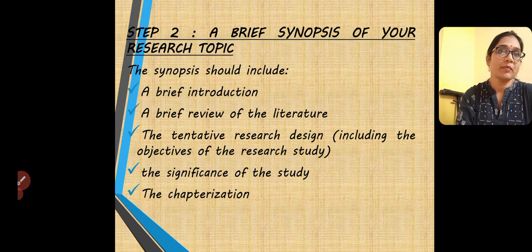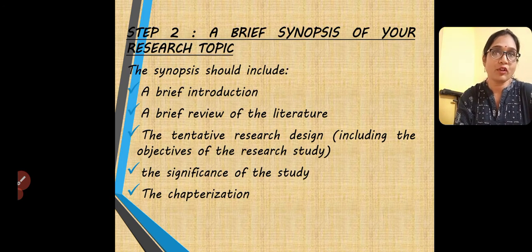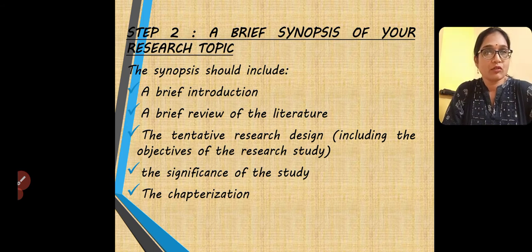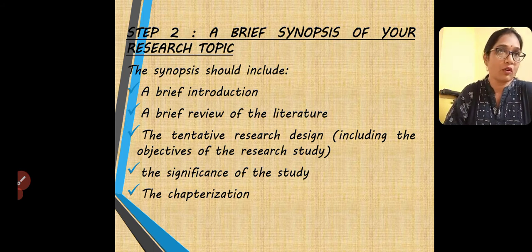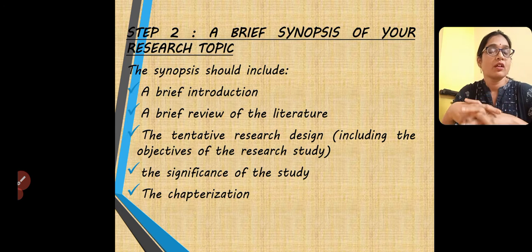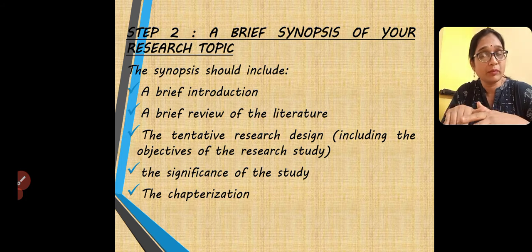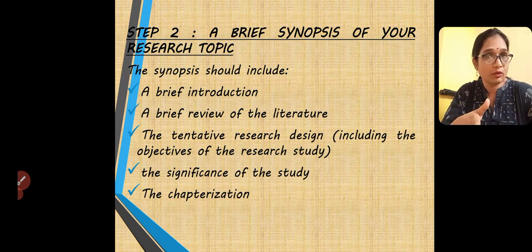So the second step is writing a brief synopsis of a research topic. A synopsis is like a small summary of your entire research project. You can give a brief introduction in this synopsis. The brief introduction of your topic can include the meaning of the various words included in the topic, the definitions, and what you understand by the topic. Then a brief review of the literature.